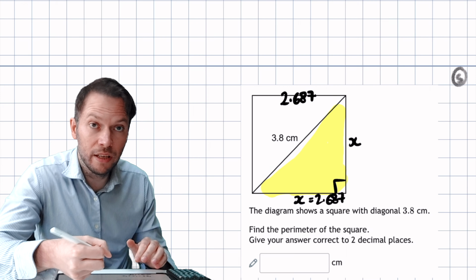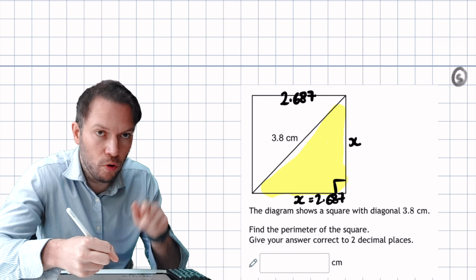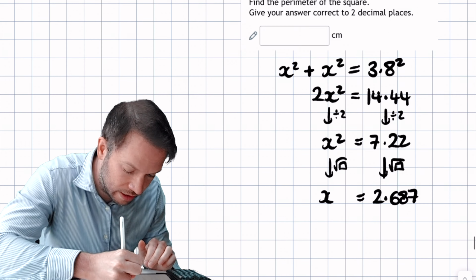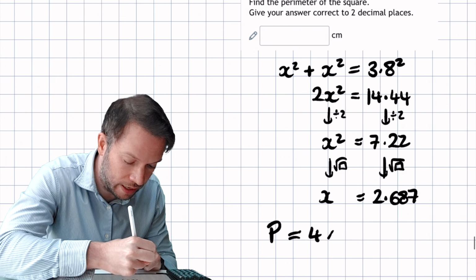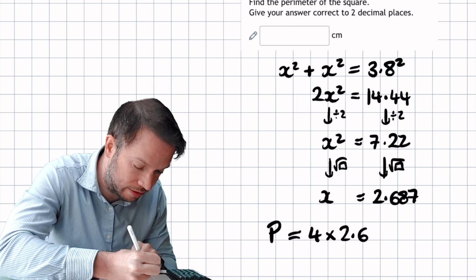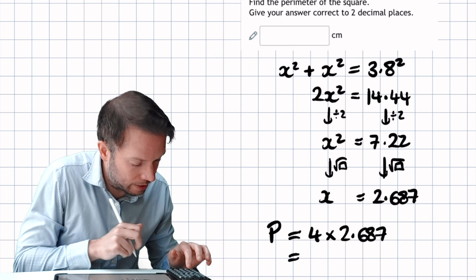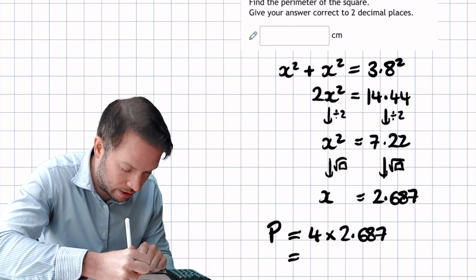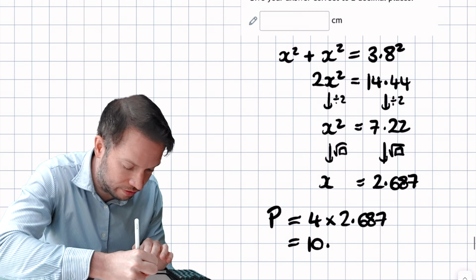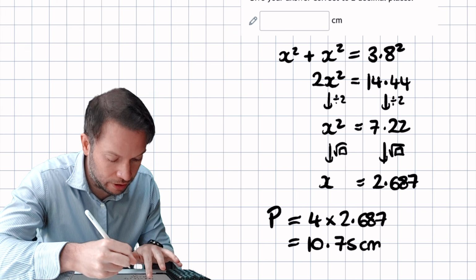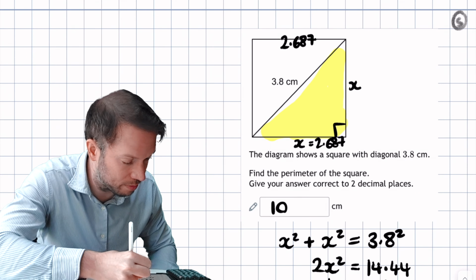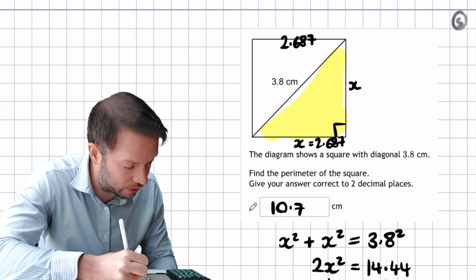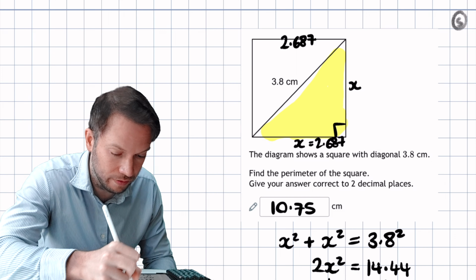And to find the perimeter, you just need to times that side length by 4 because you've got 4 side lengths and the perimeter is the length all the way around the square. So the perimeter, P, is 4 times that side length of x. Times that by 4, we get 10 point, and how many decimal places do you want? 2 decimal places, so 10.75 centimetres. So that's the final answer. The total perimeter of this square is 10.75 centimetres.